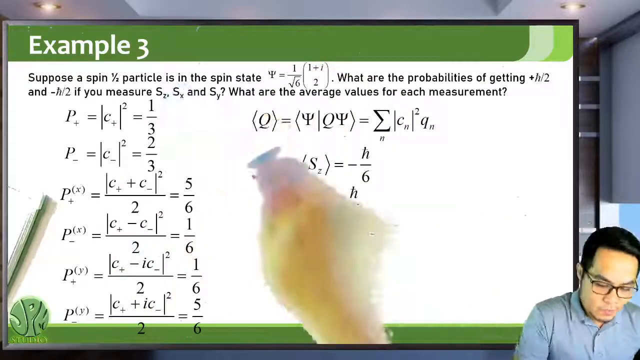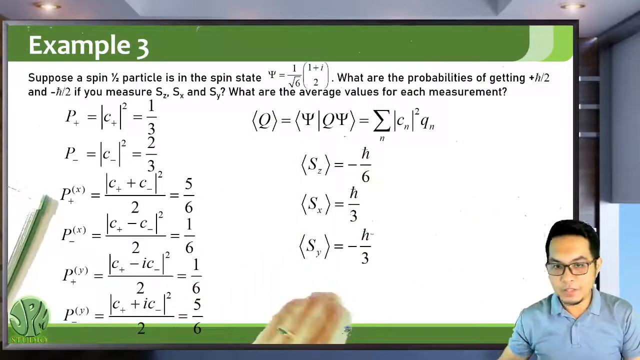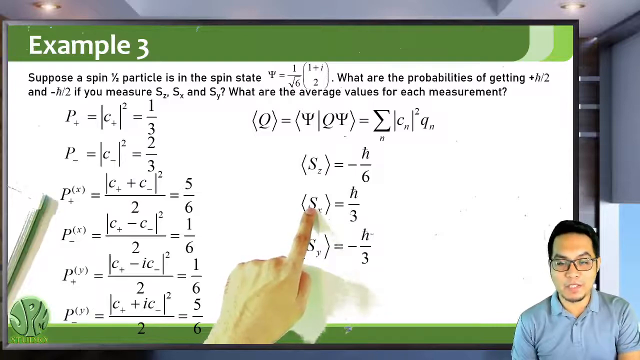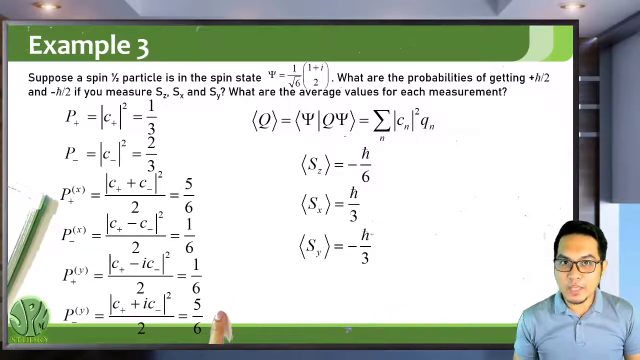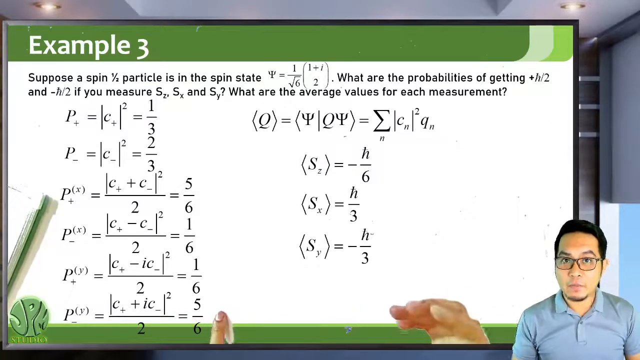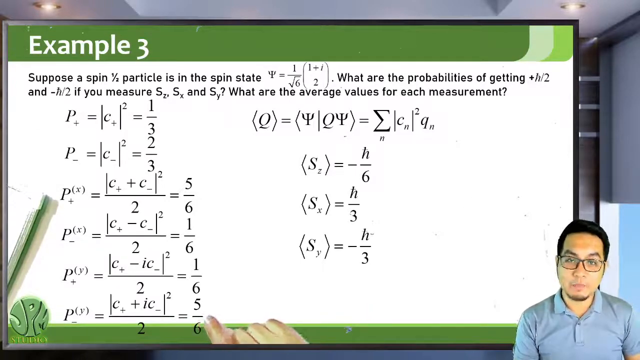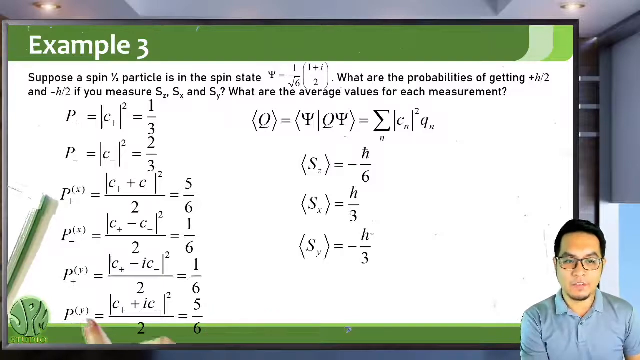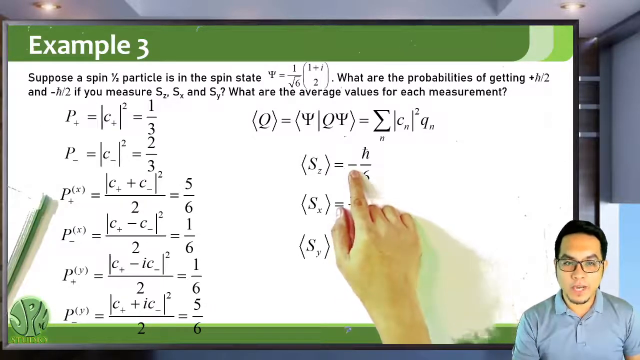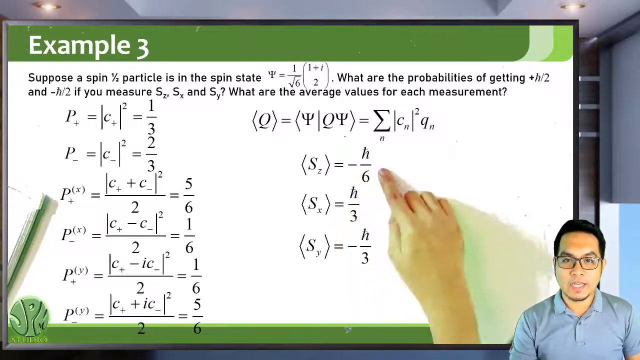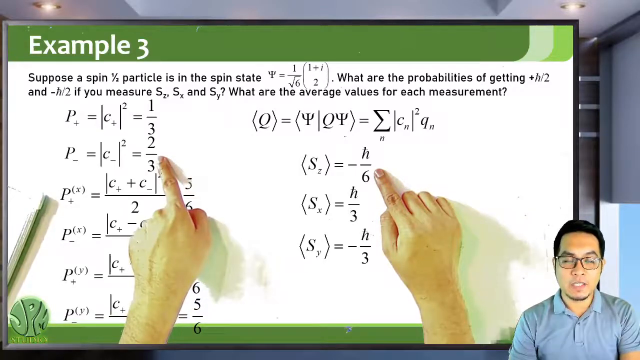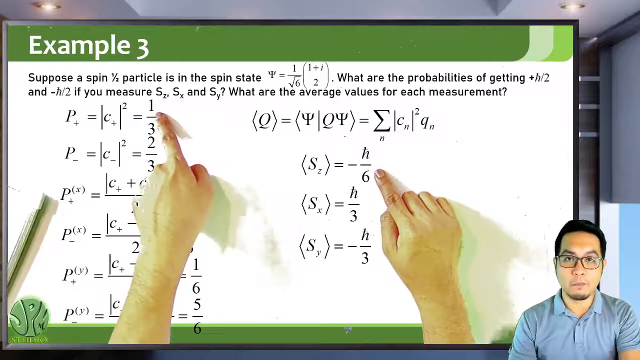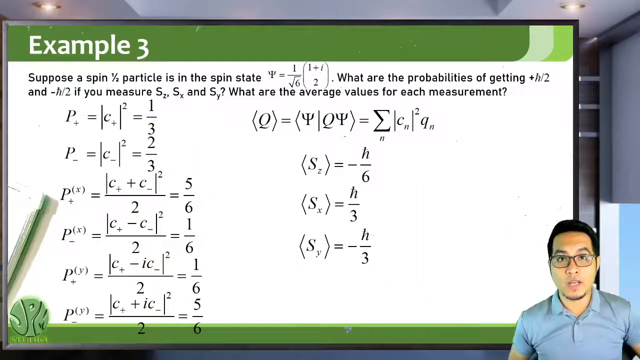So for Sx, of course, h bar over 3 is the average. This means that most of the time you get a positive value, the positive h bar over 2. Now for Sy, the average value is negative h bar over 3, meaning most of the time you will get the negative h bar over 2 eigenvalue, because it has the higher probability also, 5 over 6. For Sz, it's also negative, meaning most of the time you will get the negative h bar over 2 eigenvalue, as can also be seen in the probability here. Its probability is 2/3 as compared to the probability of getting plus h bar over 2, which is only 1/3.